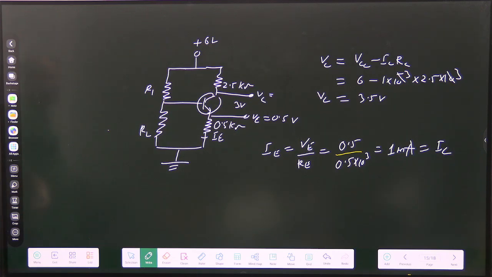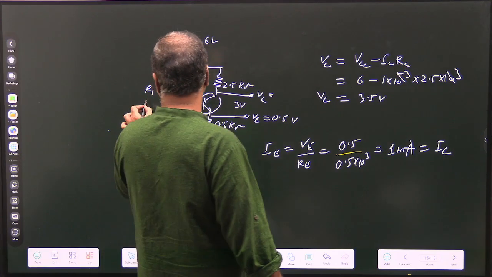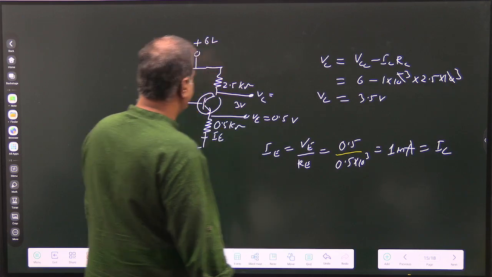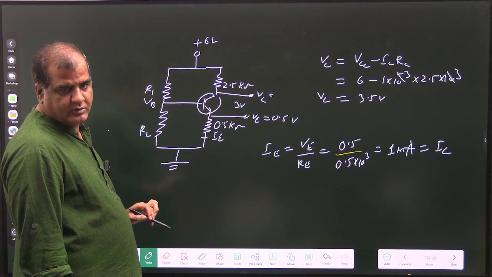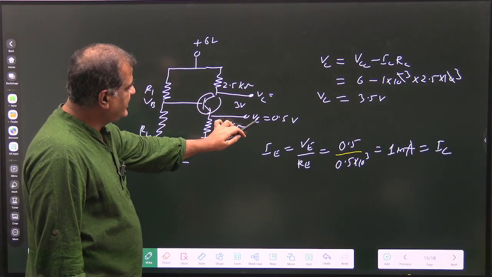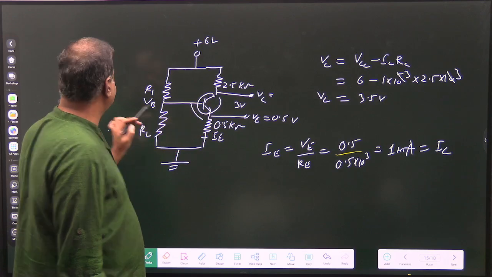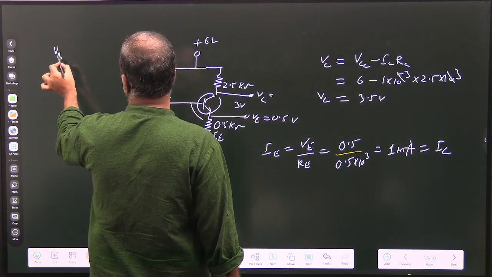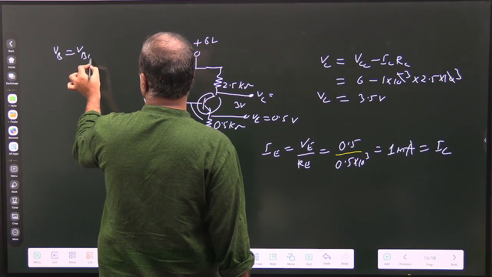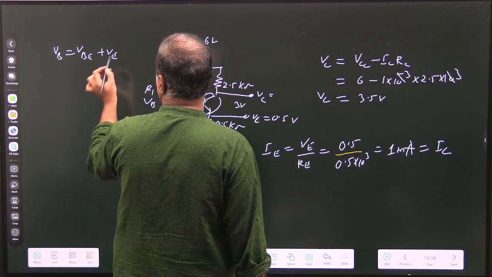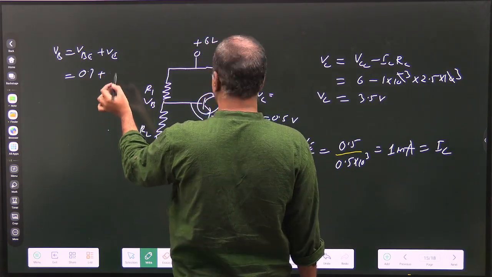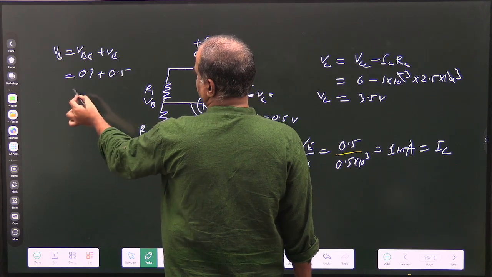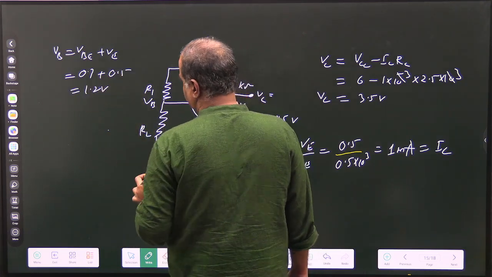So you find the voltage VB here. Now you know this one. See, V is 0.5, so VB will be how much? 1.2. If V is 0.5, this is 0.7. VB is basically VBE plus VE. So this will be 0.7 plus 0.5. This is 1.2 volt.